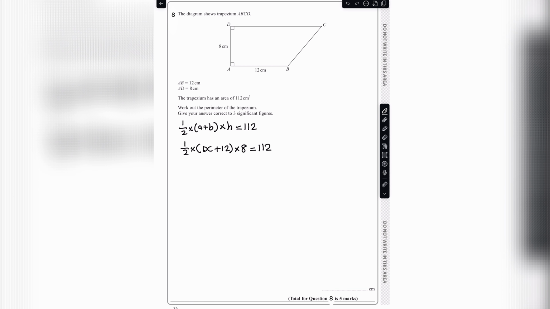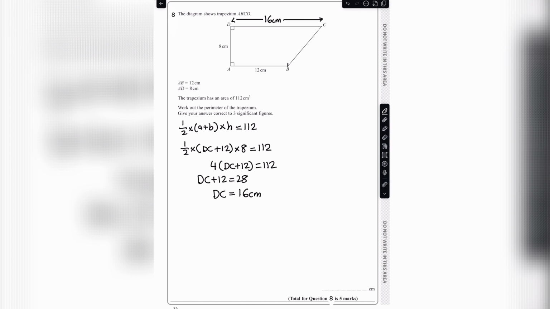And if we simplify the left hand side, we have 4 times DC plus 12, and that equals 112. So if we divide both sides by 4, we have DC plus 12, and that equals 28. So DC equals 28 minus 12, which is 16 centimeters. And in order to determine the perimeter of this trapezium, we need to work out all the lengths. So the only missing length that we have is BC.